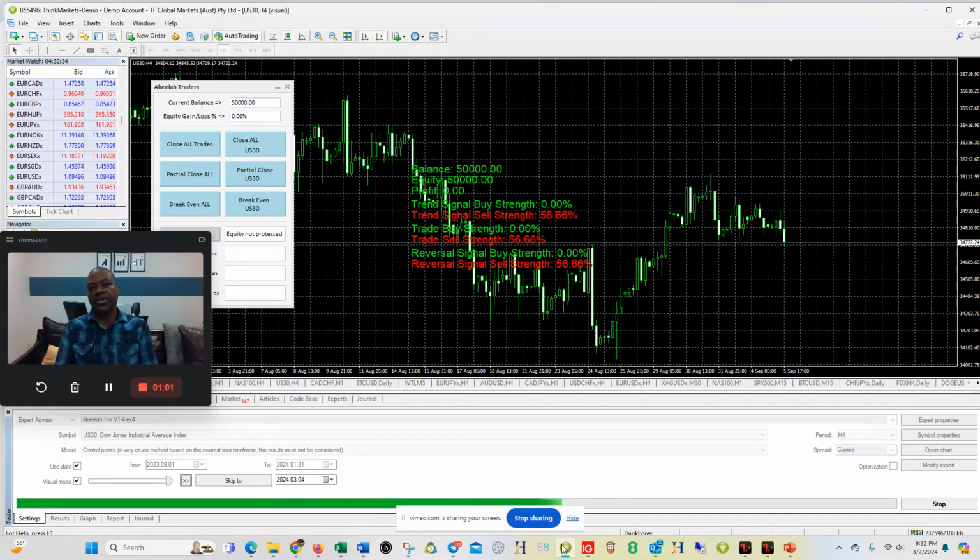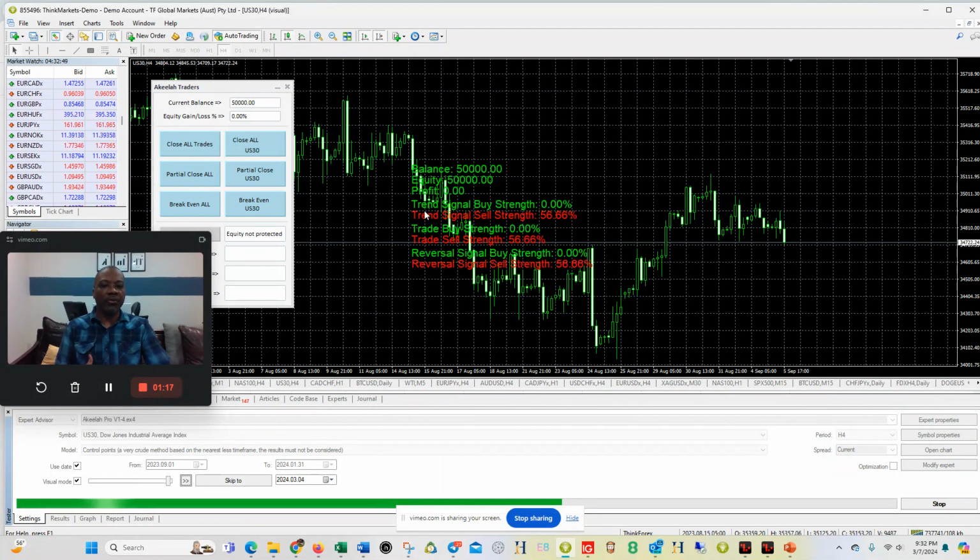And so it's going to give us an overall market strength. This is going to be indicated by the numbers here on the screen. The red strength is bearish. The green strength is bullish. And so it's going to give us an idea of how strong the market is.